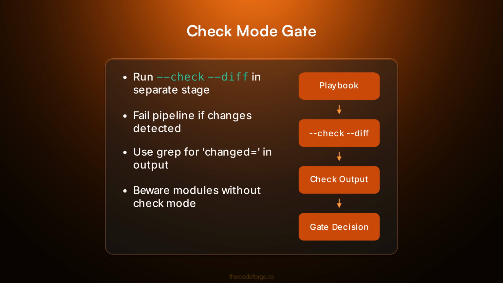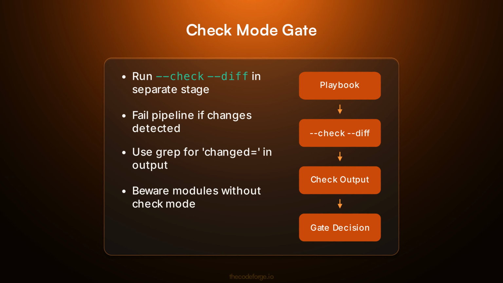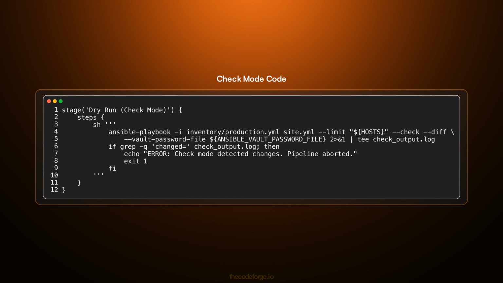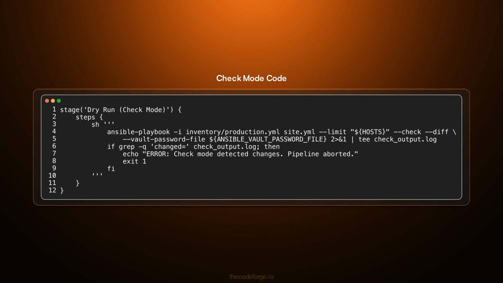A common pattern is to run check and diff in a separate stage and fail the pipeline if it detects changes. This acts as a dry run gate. This Jenkins stage runs check mode and fails if any changes are detected, preventing unexpected modifications.